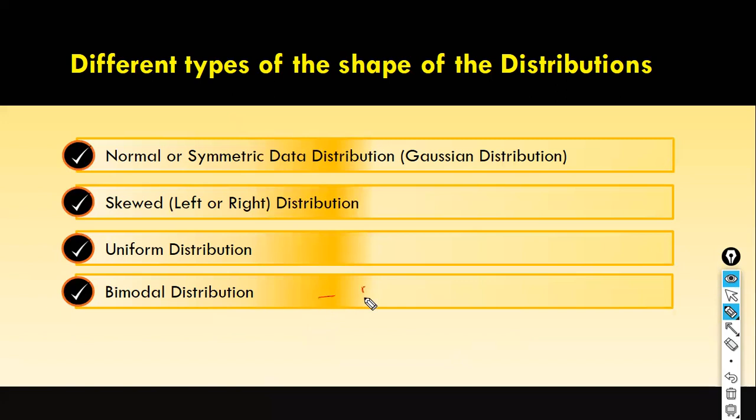Don't worry, I'll explain everything. In this case, you have two peaks. Uniform distribution is a flat shape.